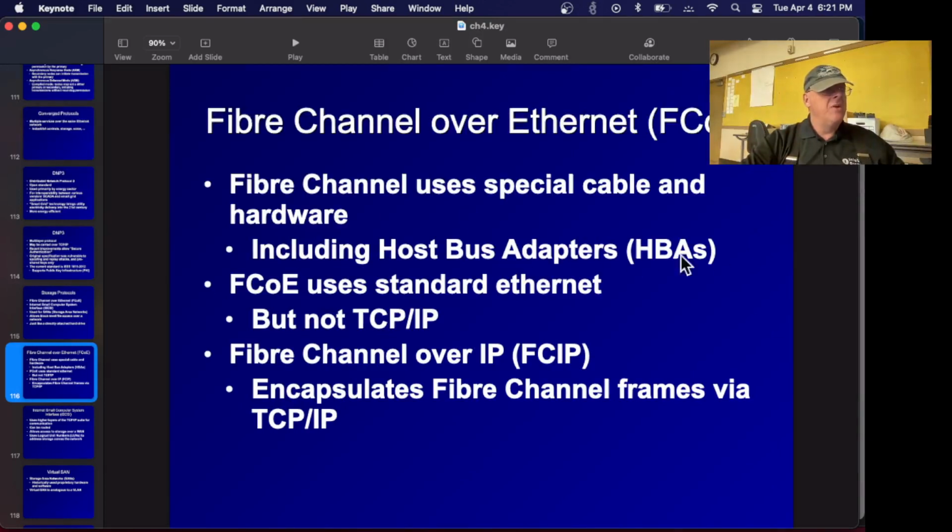All right, then host bus adapters, Fibre Channel over Ethernet. This uses standard Ethernet, but not TCP/IP. Remember, Ethernet is layer 2, so it's frames, and Fibre Channel over IP is another way to do it. You can actually put it over IP if you want to.